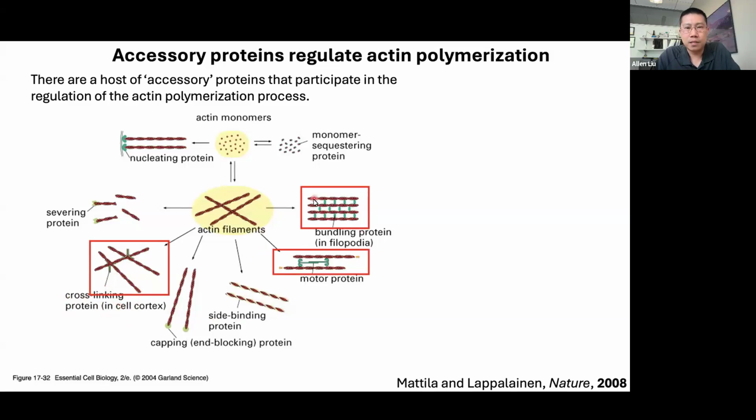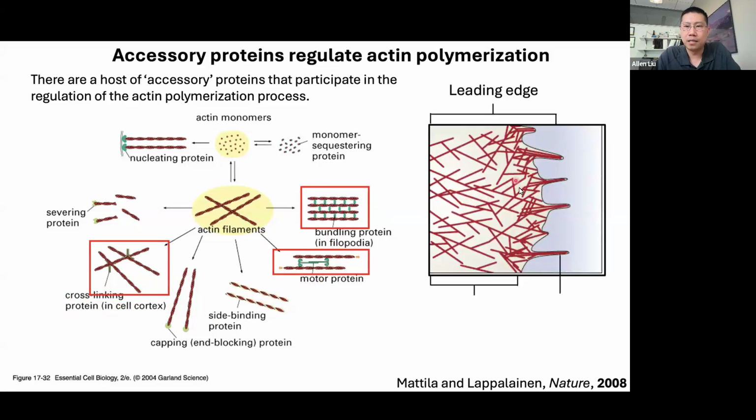Bundling proteins allow these filaments to be bundled into something more rigid. And then my lab has also worked with motor proteins, which I actually won't talk about today. They allow the filaments to slide against one another. For the purpose of this talk, all you need to know is two types of actin architecture, right?